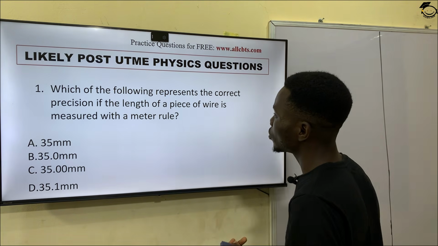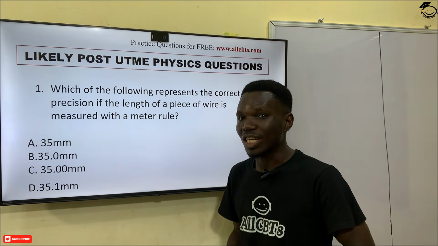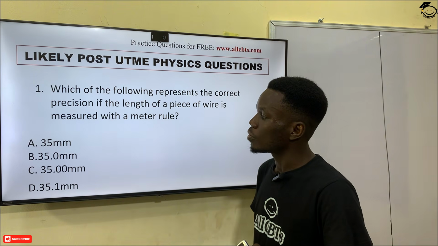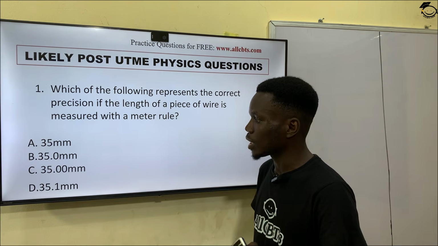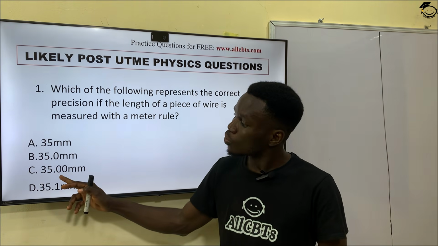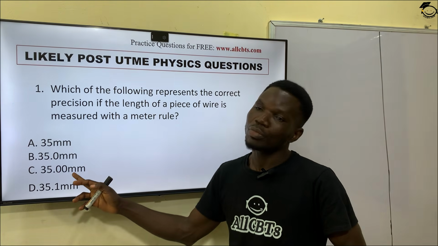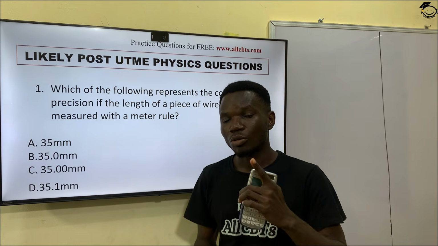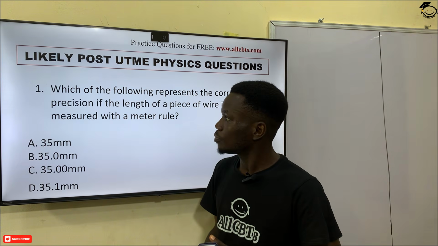So looking at the options here, option A says 35 millimeters. 35 millimeters would have been correct, but it does not have a decimal place. Then we have 35.0 millimeters, 35.00 millimeters, and 35.1 millimeters. Your meter rule cannot measure 35.1 millimeters. Your meter rule also cannot measure 35.00 because that is to the hundredths of a millimeter, and your meter rule cannot measure that. So the correct answer to this question is option B, which is 35.0 millimeters. Moving on to the next question.